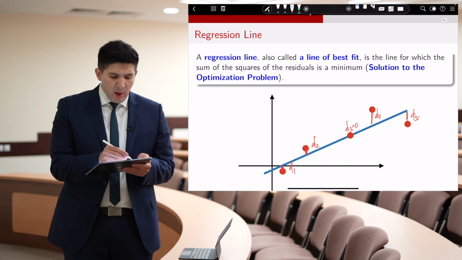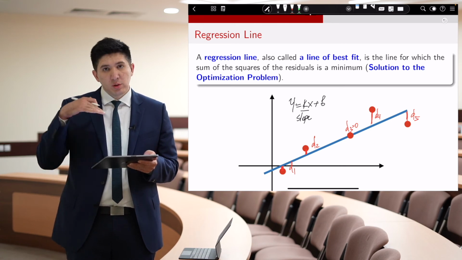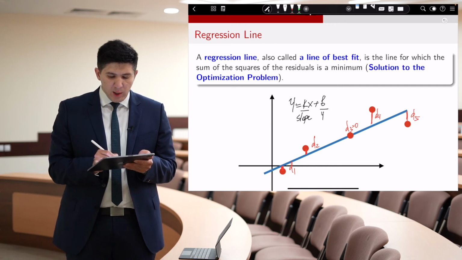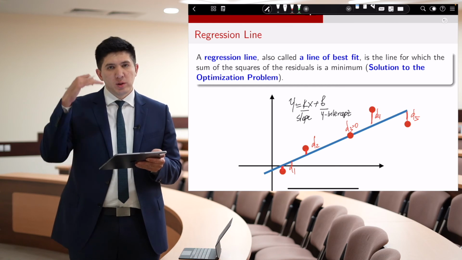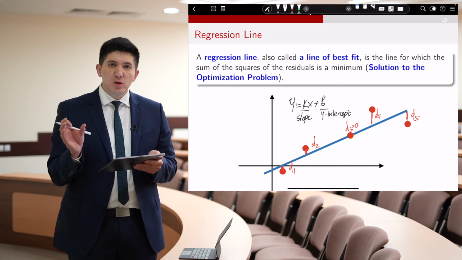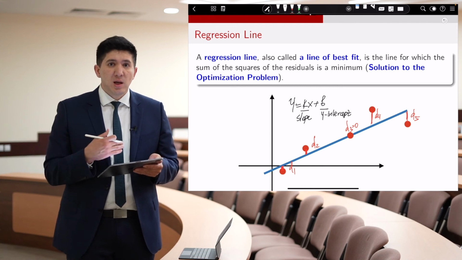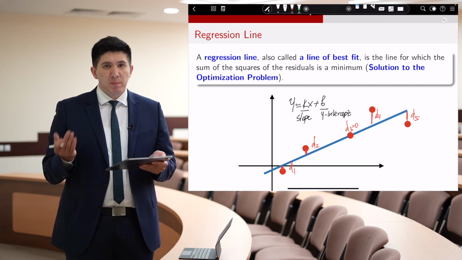So if you remember, the equation of any line is given as kx plus b, where k is going to be the slope of the line. So you're going to control how much your line is sloped, and b is going to be called the y-intercept. So what is the height of your line? So every line has two parameters. You can choose the parameters of the line in such a way that the total distance, the sum of all of the distances from the line to the points, is going to be minimized.